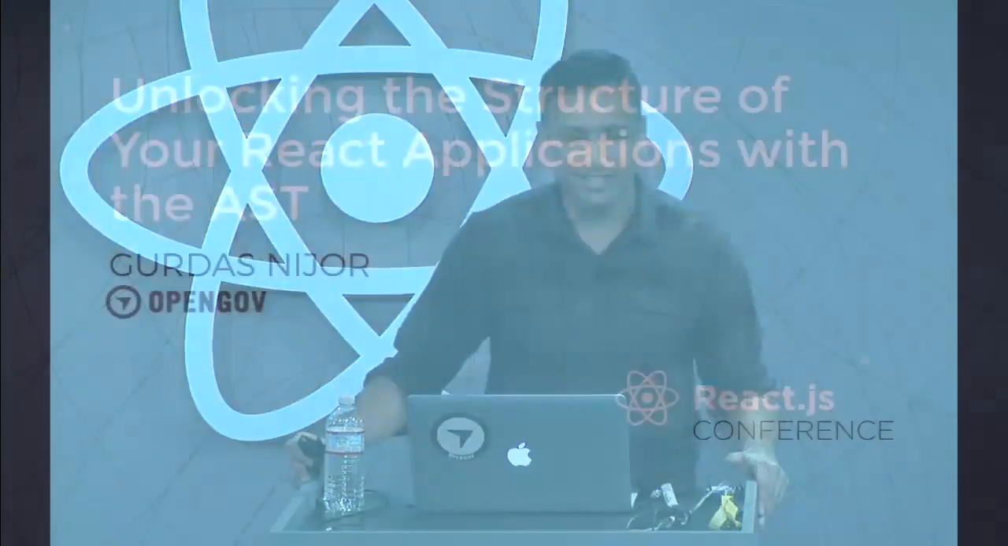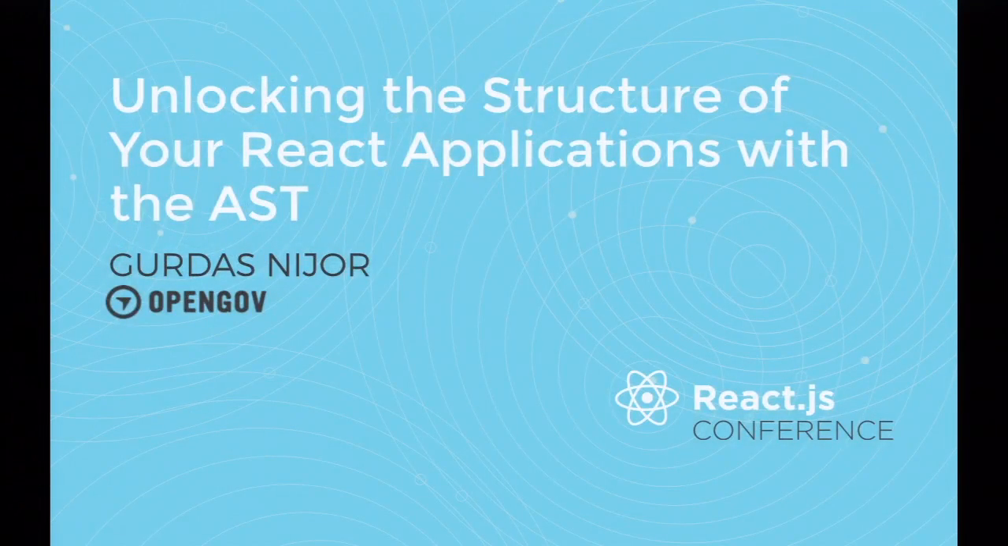So, the title of my talk is Unlocking the Structure of Your React Applications with the AST. And that looks pretty grandiose now that I see it in front of me here, but I'm hoping you actually walk away with some actionable information. So my name is Gurdas Nijor. I'm a front-end engineer at OpenGov, where we build the world's premier business intelligence platform for governments.